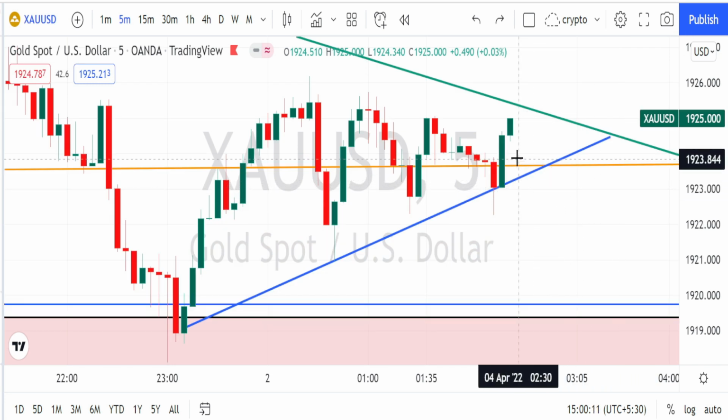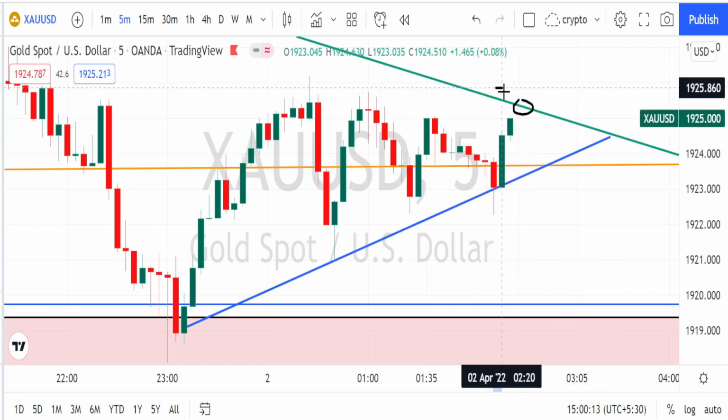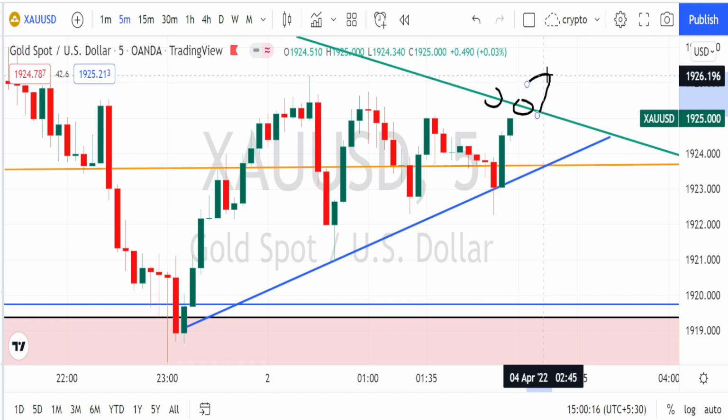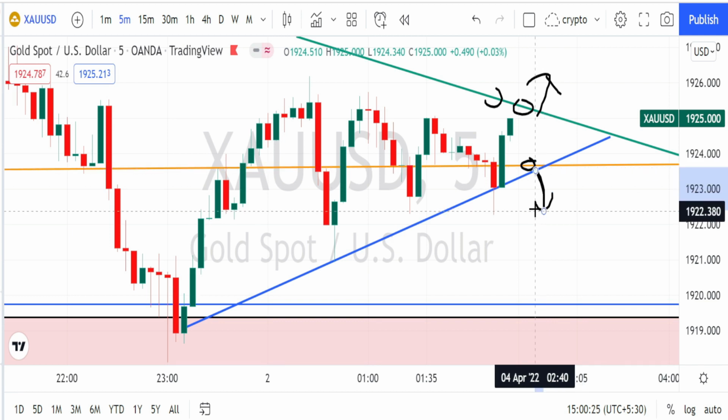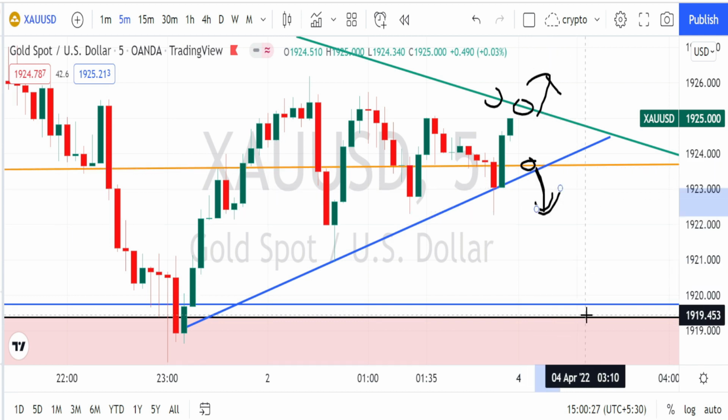So if you want to take directional trade, wait for it to break this resistance line, then you can go on bullish side trades, or wait for it to break this support line from the 5 minutes time frame, and we can take trades on the bearish side. The next level of support is going to be around 1919.